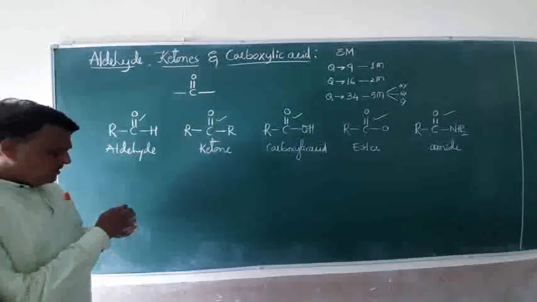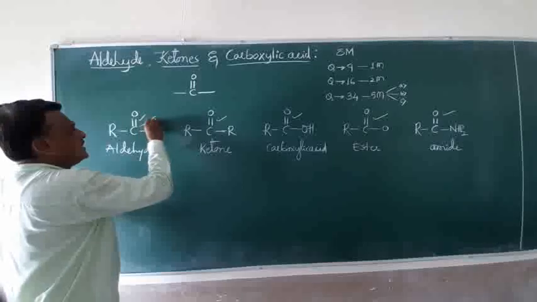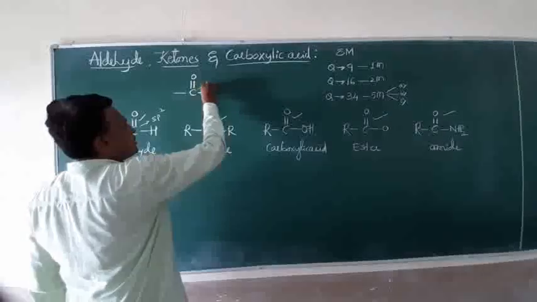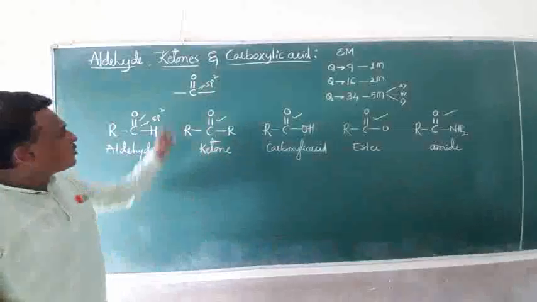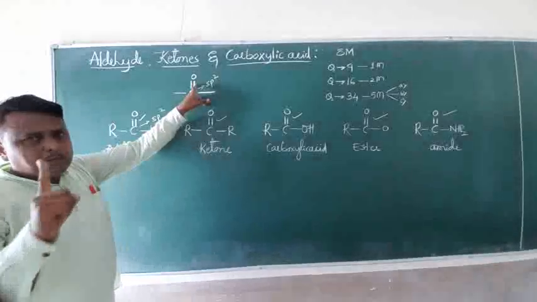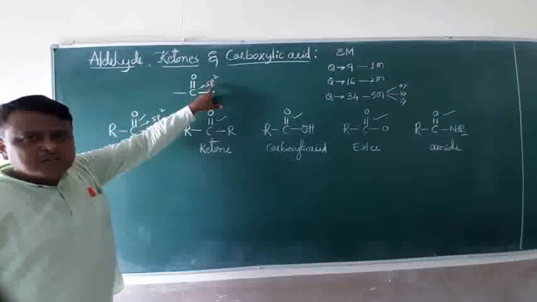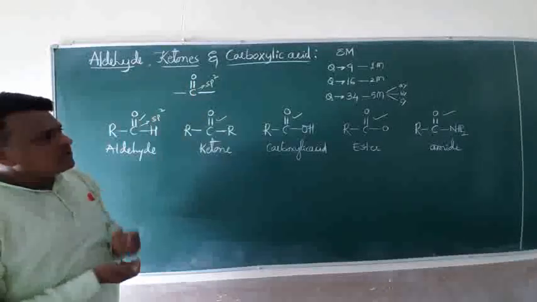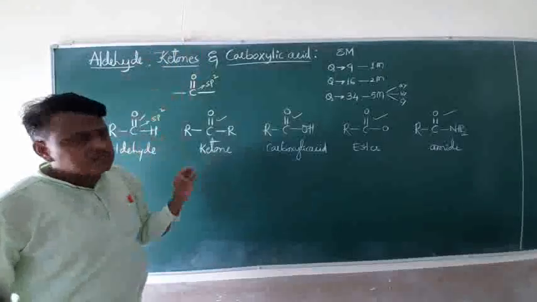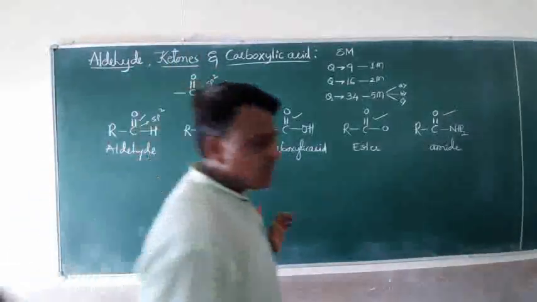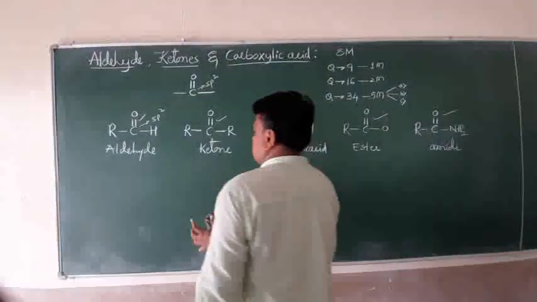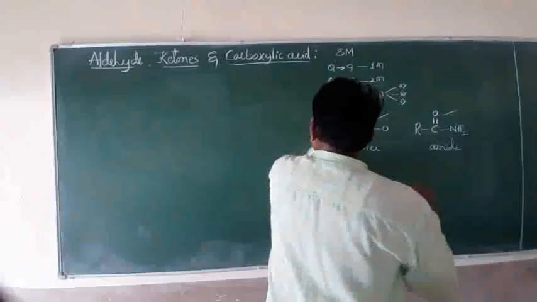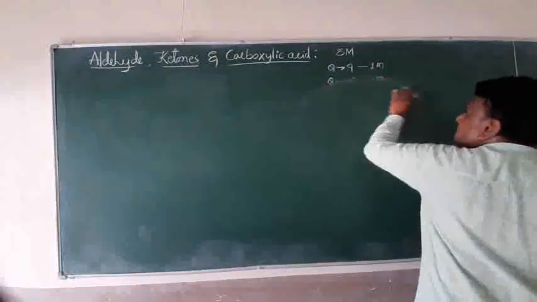In all these cases the carbonyl carbon has sp2 hybridization, friends, involving 3 sigma bonds and 1 pi bond. I repeat, the carbonyl carbon has sp2 hybridization with 3 sigma and 1 pi bond. In this category we have 3 subunits: aldehyde, ketone and carboxylic acid. Today we continue this part of the syllabus one by one.